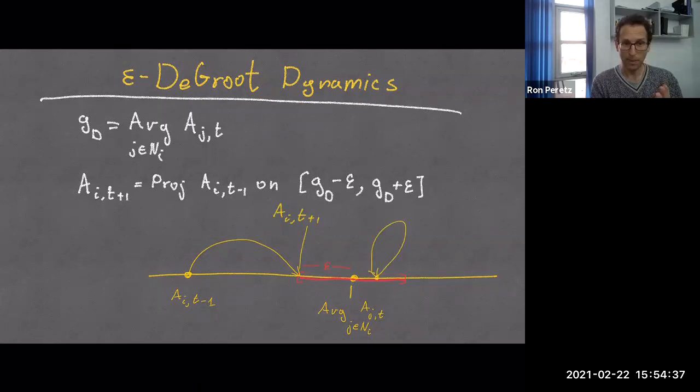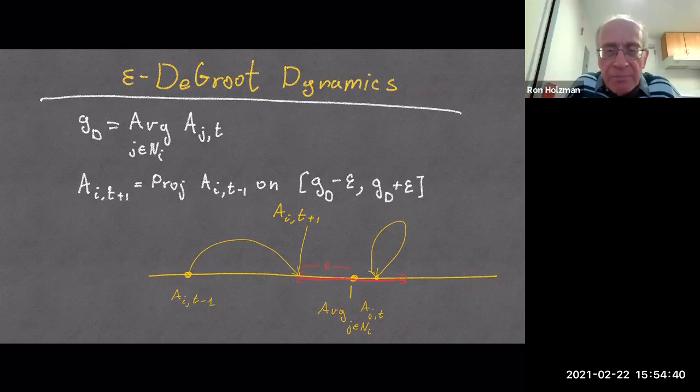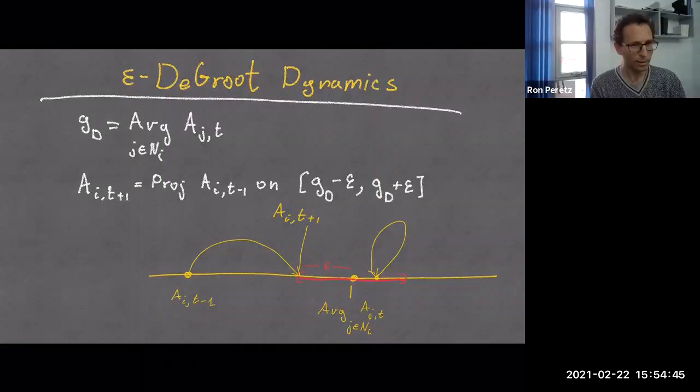Ron, why are you looking at the previous opinion at time t minus one and not t? That's a very good question. Thank you. Because this is what works for me. I wish I could prove something with your suggestion, but I don't know how to do it. Indeed it looks more natural to consider my current opinion and not my previous opinion, but I don't know how to prove that such a thing works.